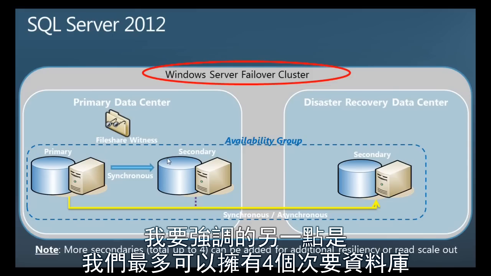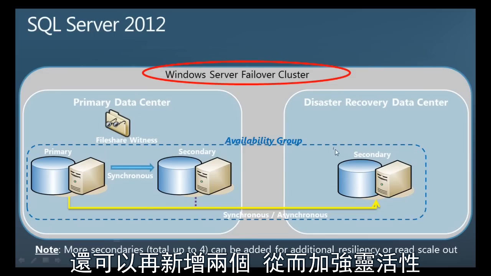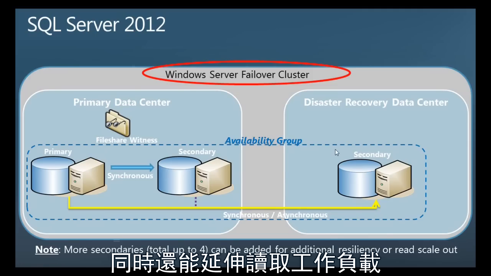Another thing I want to mention is there's up to 4 secondaries you can have. So in this picture we have 2 secondaries. You can have 2 more, which gives you additional resilience, and also you can scale your read workloads.